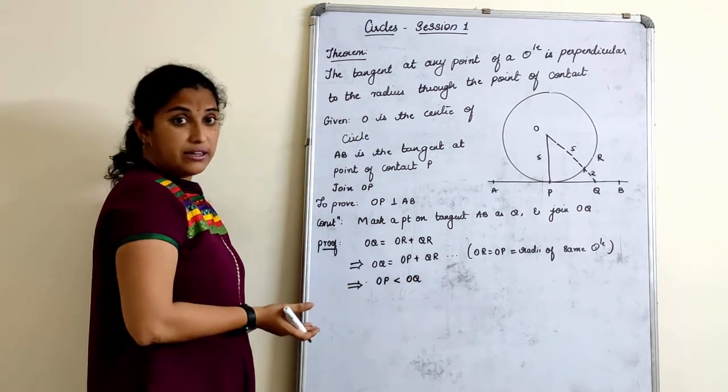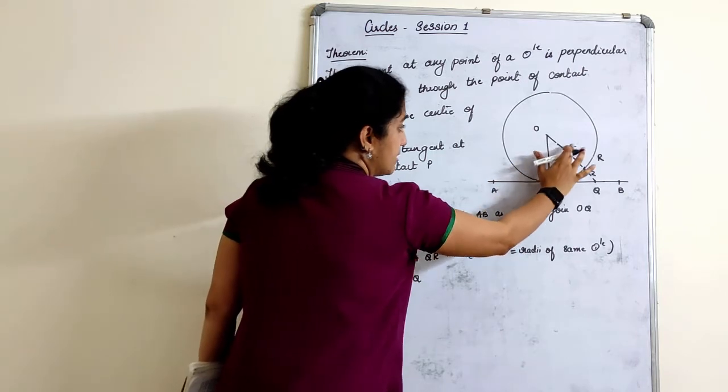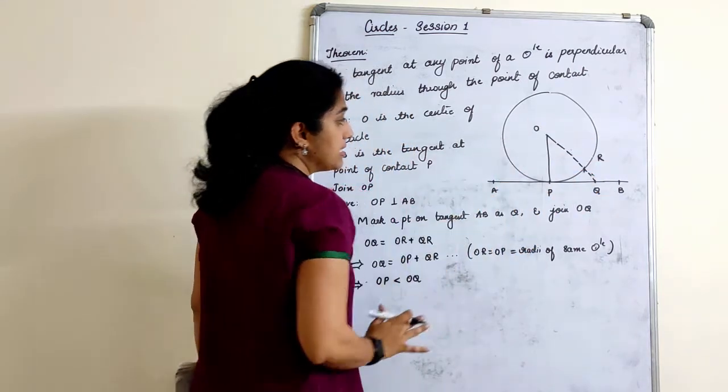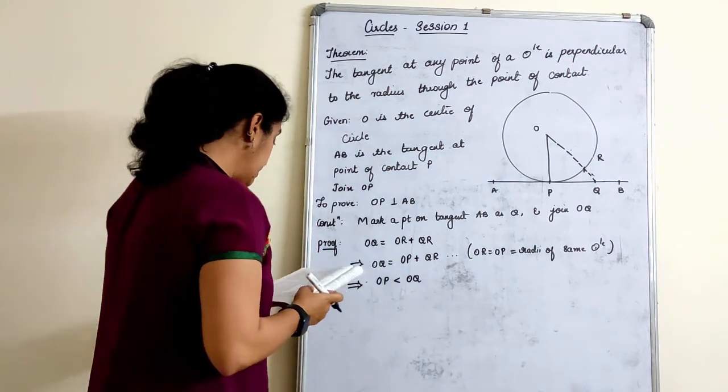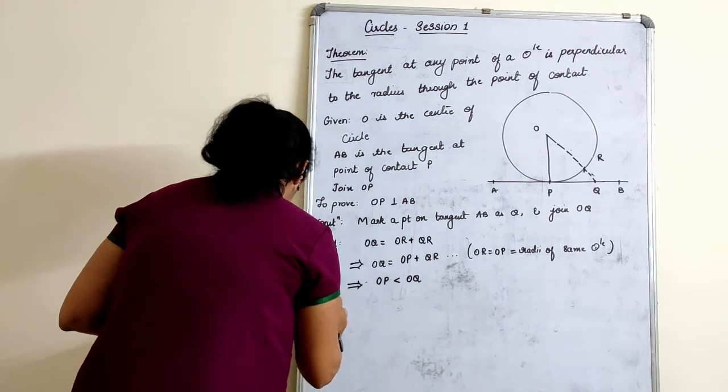This will tell me OP is less than OQ. Is it correct what I have written? Of course it is less, because this is less than this, right? That is what we have written here: OP is less than OQ. So till here it is very clear. Okay. Last statement what we have to write.